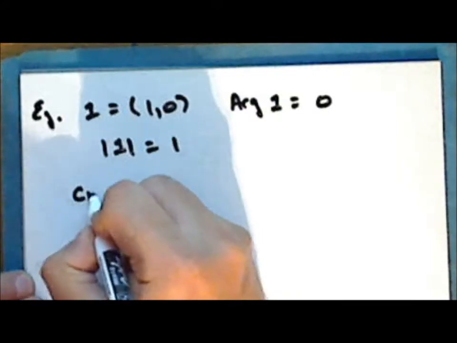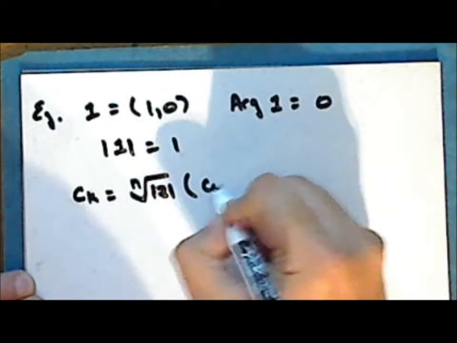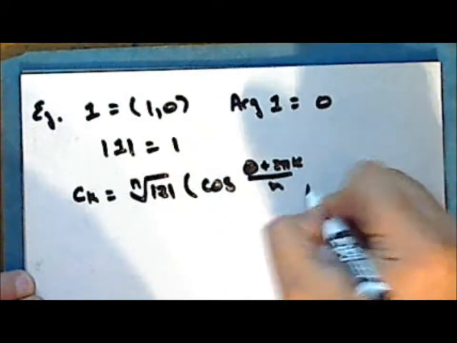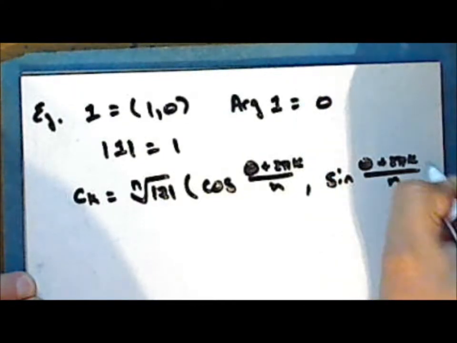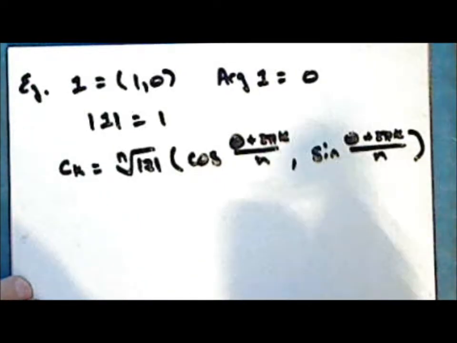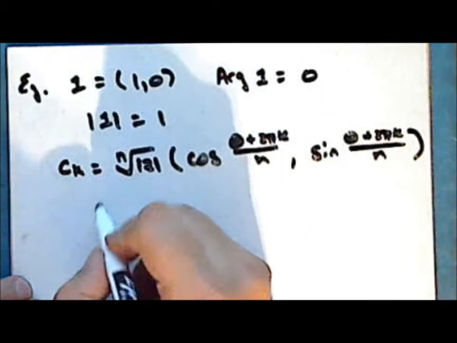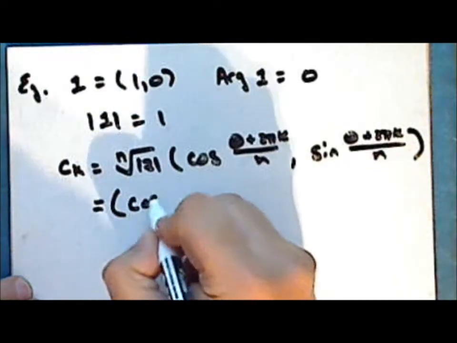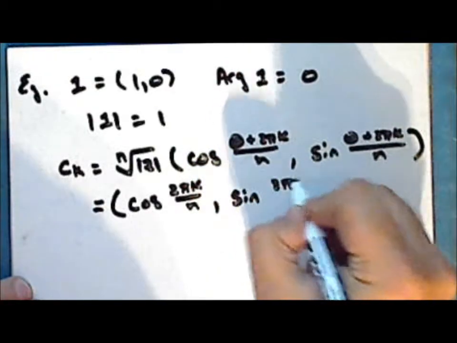So the formula c sub k, which again is the nth root of the modulus of z times the ordered pair cosine of (theta plus 2 pi k) divided by n, sine of (theta plus 2 pi k) divided by n, can be simplified greatly in the case of roots of unity, the nth roots of unity. The modulus is always 1, the principal argument is 0, and so in the case of the nth roots of unity, the formula c sub k is the ordered pair cosine of 2 pi k divided by n, sine of 2 pi k divided by n.